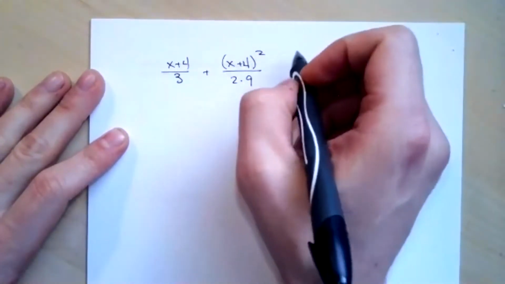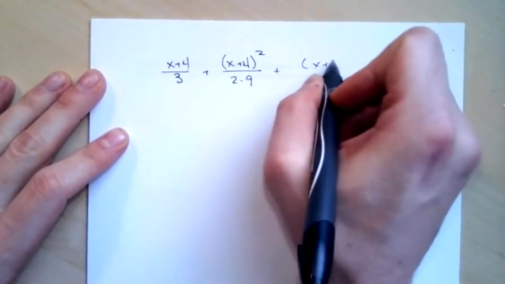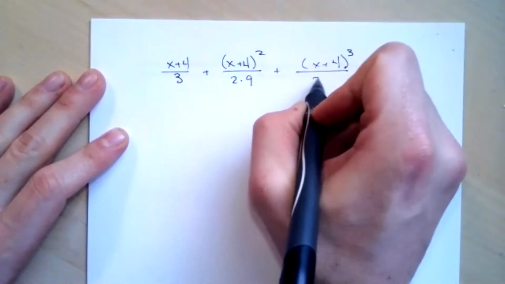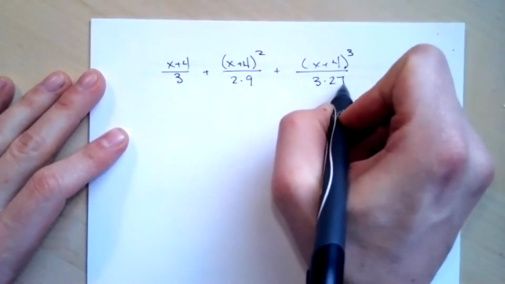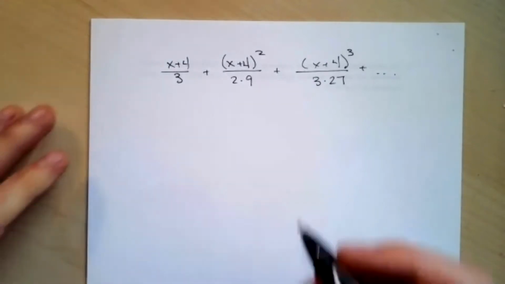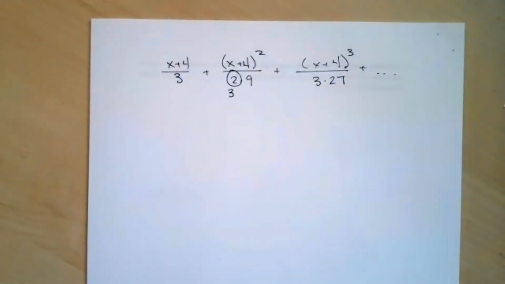Two times 9, that one's a little weird. Plus x plus 4 cubed over 3 times 27. I wonder if that's a typo. I think that is a typo. Otherwise, it doesn't make sense. I think that was what was messing me up. This should be a 3.